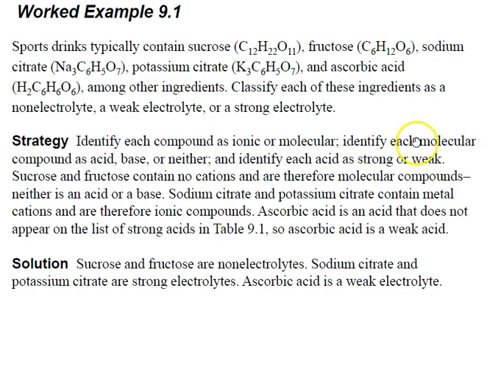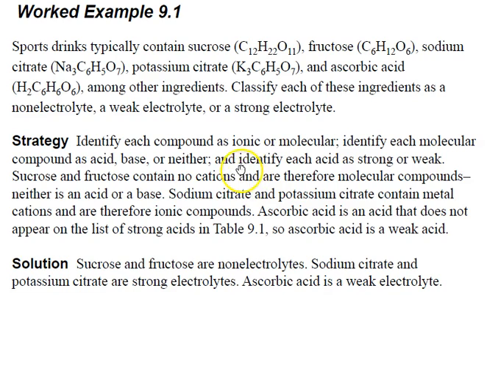Ascorbic acid, as you can see with the name, is an acid, but also in the formula you can see that a hydrogen is written first. We have H2, C6, and then hydrogens are written again. So there must be something unique about these hydrogens. That uniqueness is that they are acidic hydrogens. And since ascorbic acid does not appear on our strong acid list in Table 9.1, we can assume that it is a weak acid. We pretty much figured out what they would be.